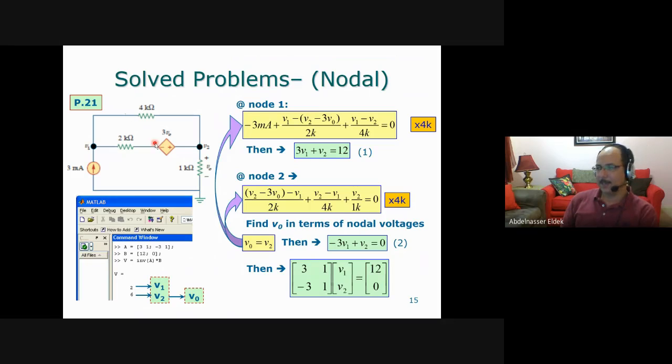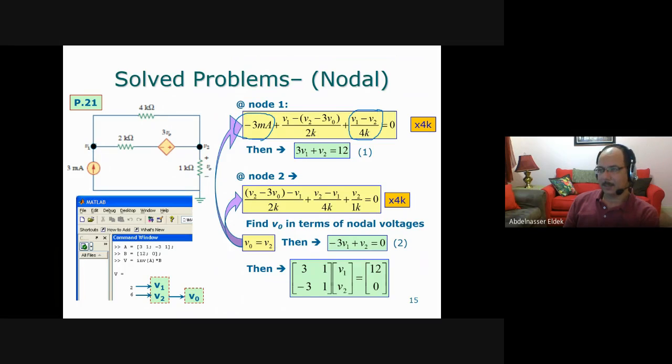Let's look at this example. Here you have two nodes. You have V1 and V2, and this is the ground. So you need to write an equation at V1 and an equation at V2. At V1, this current is negative 3 milliampere. The second current is V1 minus V2 over 4 ohm, 4 kilo ohm. So this one is the first current. The second one is this one here.